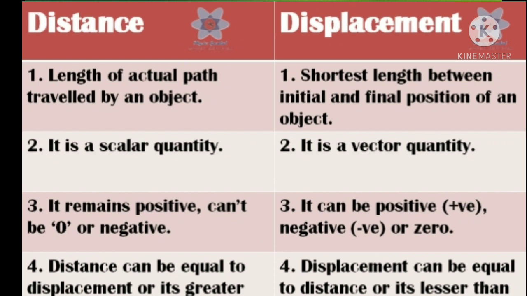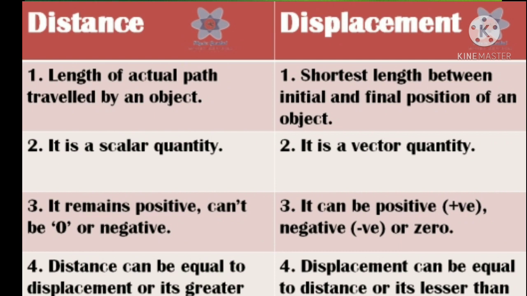And the third one, distance remains positive and it can't be 0 or negative. Okay, so the total distance traveled won't be 0 or a negative value. We will always get certain positive values only. But displacement can be positive or negative or 0 also.